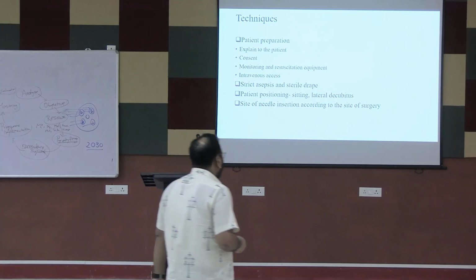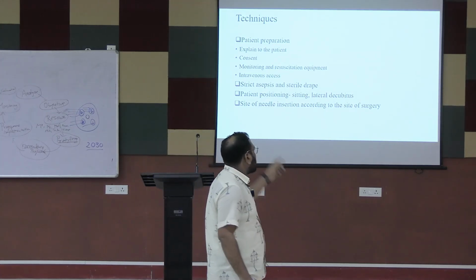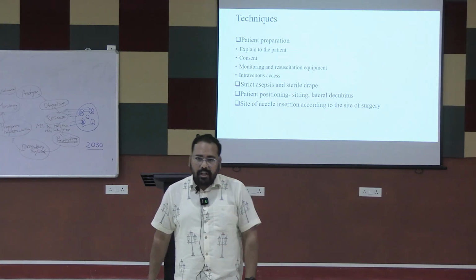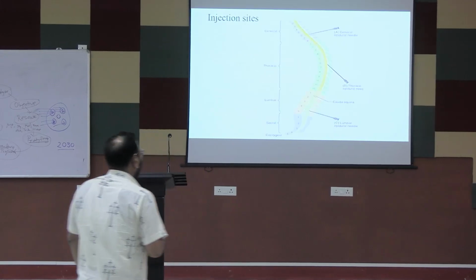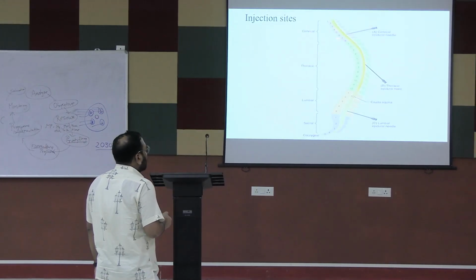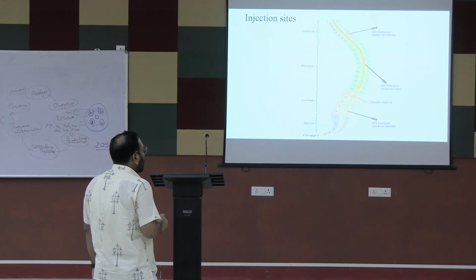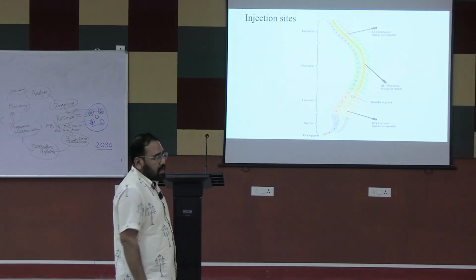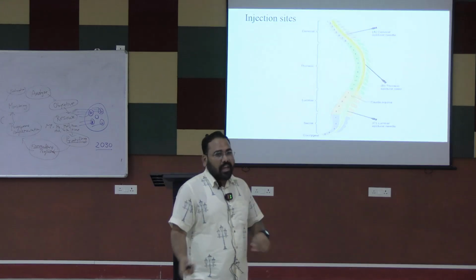Okay, and after that, site of needle insertion according to the site of surgery. Now, what does that mean? You can see the vertebral column over here. These are the cervical vertebra. This portion is the thoracic, this is lumbar, and this is sacral. Okay. Now, what kind of surgery is happening?